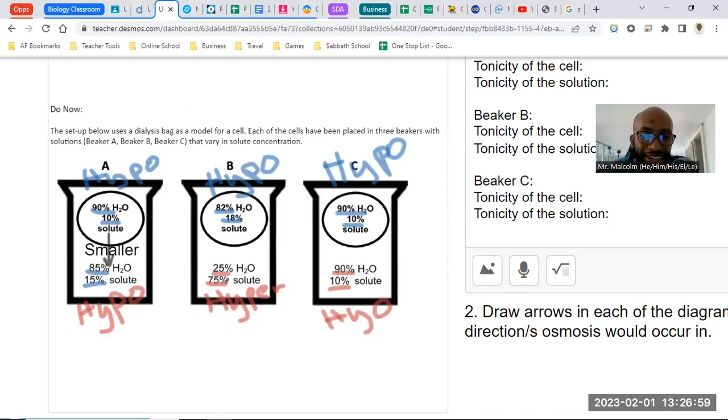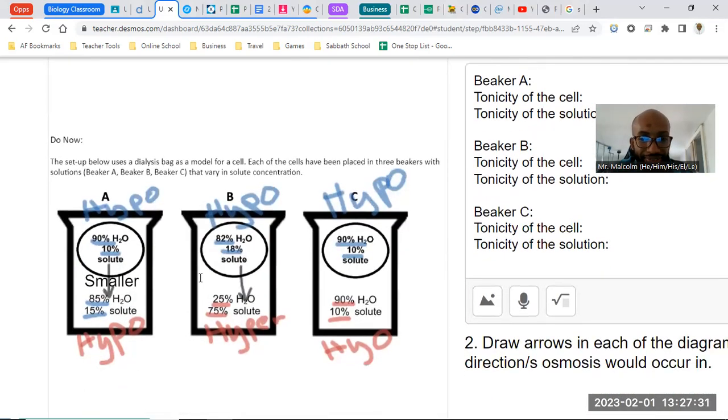Okay, but look out here on this one. What's gonna happen in this one? Which way is the water gonna go? Is it gonna go from out here to inside, or from inside to outside? Inside to outside, right? And this thing is gonna be extra small. It's gonna lose a lot of water. 85 to 25%, that's gonna be a lot of water loss. So this one is gonna be very small. Very small is what we would predict would happen to that cell.